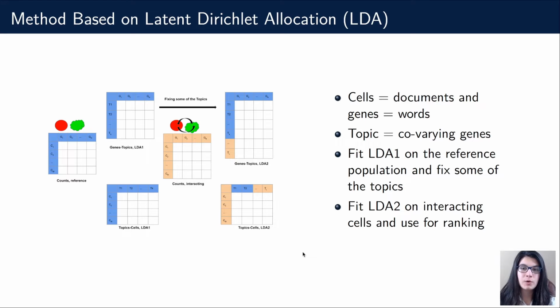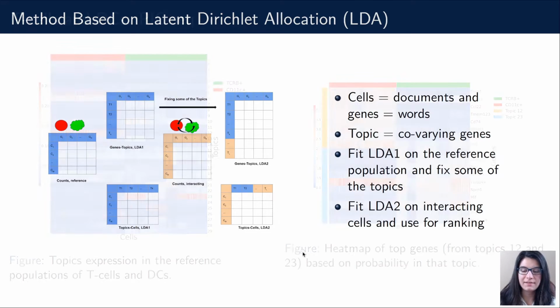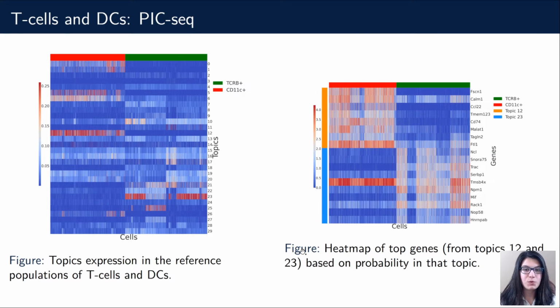We validate our approach on a range of real and synthetic datasets. The first real dataset we use has been generated by the PIC-seq approach described earlier. We have two separate co-cultures of T cells and dendritic cells taken over 3 different time points, and we use that as a reference. Here on the left-hand side, the heat map shows the expression of the topics over our cell types. Using Mann-Whitney U-test, we determine which topics are cell type specific.